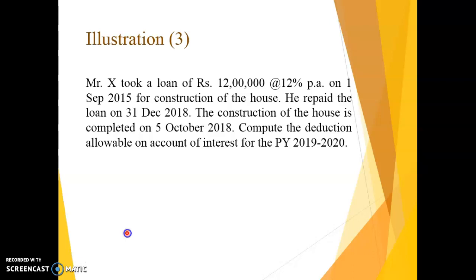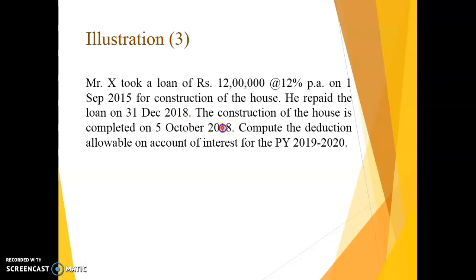He repaid the loan on 31st December 2018. The construction of the house is completed on 5th October 2018. Compute the deduction allowable on account of interest for the previous year 19-20. In this case again, the loan is taken in 15 and construction is completed in 18. So pre-construction interest we have to calculate. First step is we have to identify the pre-construction period.